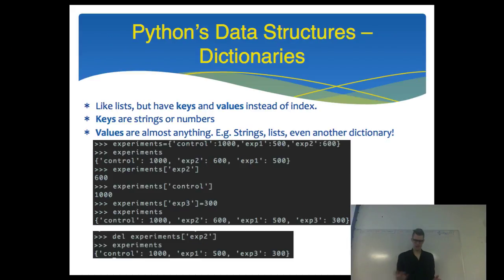So lists are great. Lists are particularly useful for data that is ordered. So you might have a time series from your experiment. You might have some dilution series. Anything that's in an order that needs to be maintained, we would store in a list.